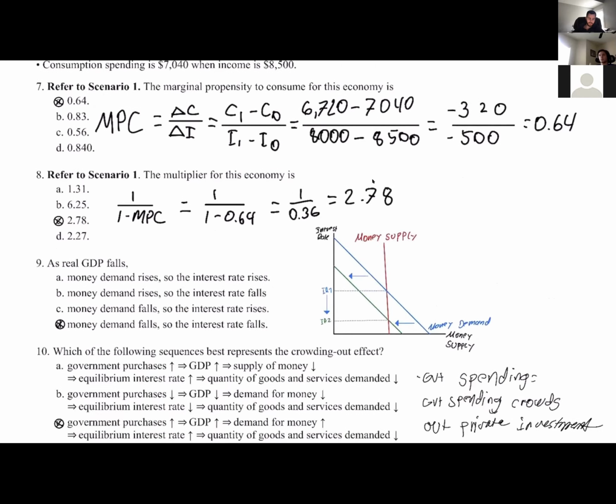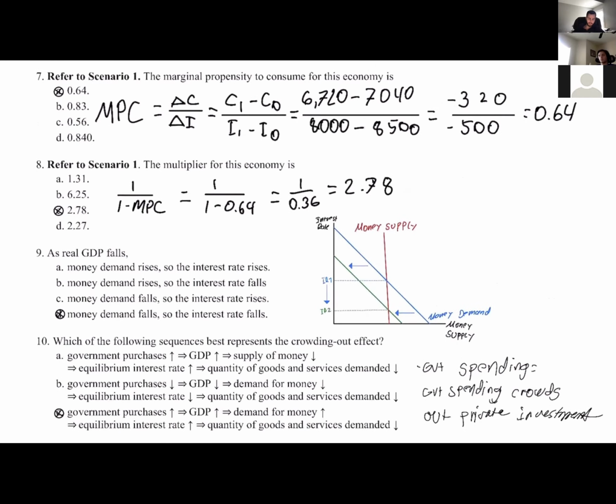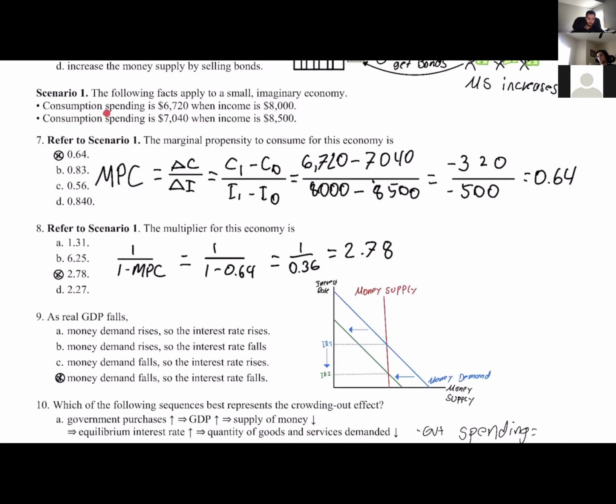And then number 7 is the marginal propensity to consume for this economy. Here it's again the same formula. You have the MPC, which is the change in consumption over the change in income, where you're given consumption 1, income 1, and income 0. This refers to the difference. Also the 1 and the 0 don't really matter, because it's going to give you the same values. The difference is going to be the same, just in this case it's negative. But if I put this 7,040 and 8,050 first, it doesn't matter, it's still going to give you 0.64.